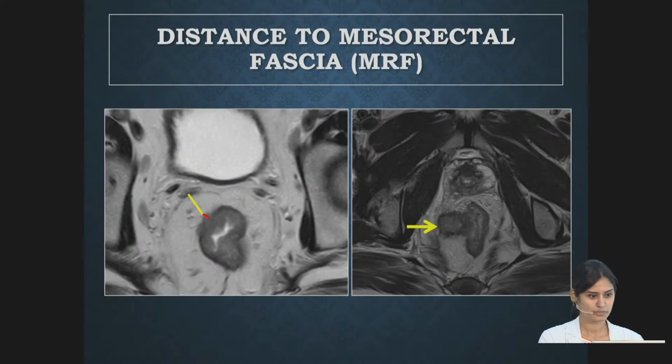So we have examples. In the first case, the yellow line tells us the distance from the mesorectal fascia, or CRM, measuring so much. And in the second case, the tumor is touching the mesorectal fascia, where CRM is considered involved, and this case would need a neoadjuvant treatment prior to surgery.